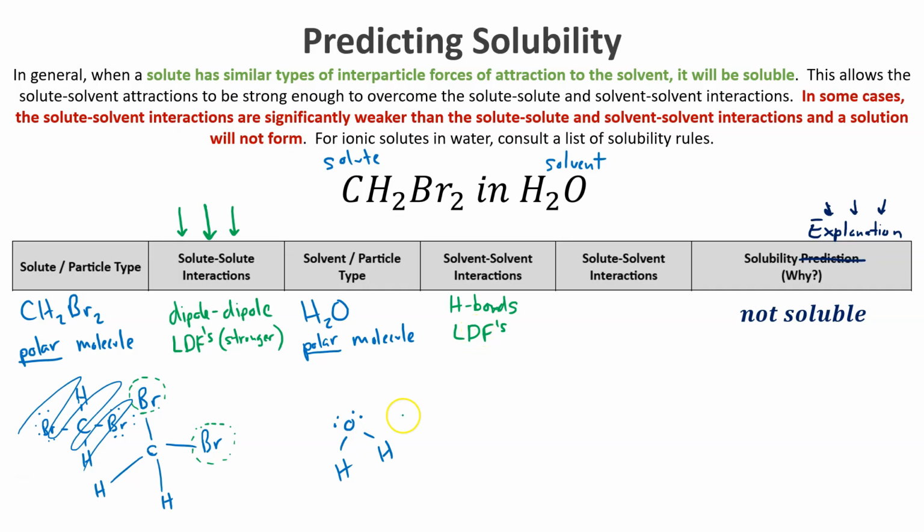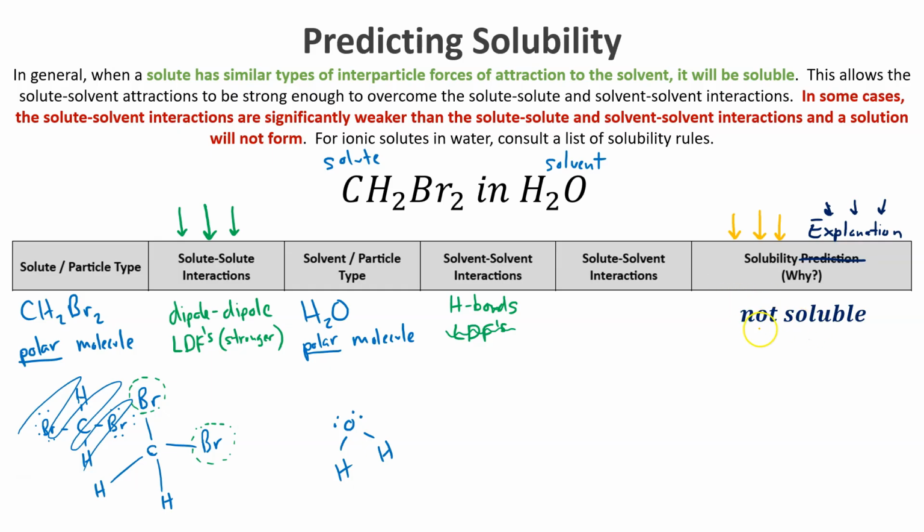Now these LDFs, because all the atoms in here are very teeny tiny, we probably can ignore those. It's worth listing them, but also noting that they're probably not going to be as important in comparison to the hydrogen bonds. So now we get to the interesting part of this scenario. I'm going to look down here at the very last column, because usually at this point, once you know the types of interactions your substance is going to have, you can make that prediction.